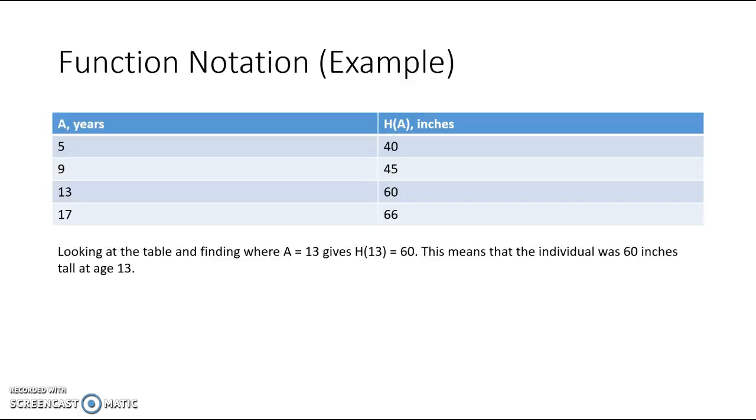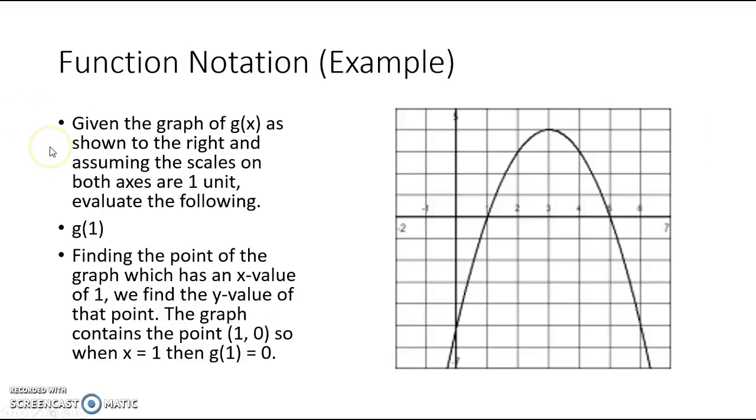Here's a short version. So looking at the table, finding where a equals 13, h of 13 equals 60. This means that the individual was 60 inches tall at 13. So if we were to find h of 5, we'd find that the answer is 40 inches because that is the unique output to this input.